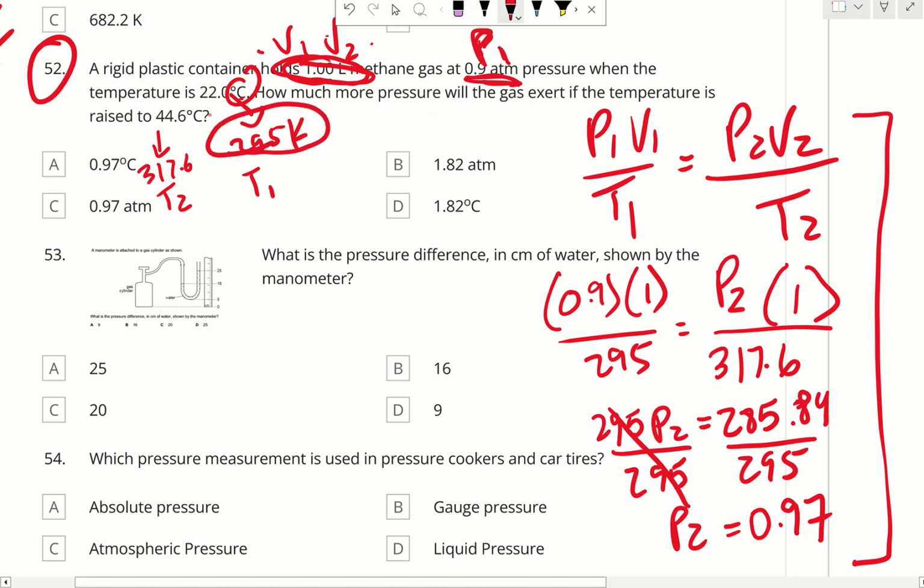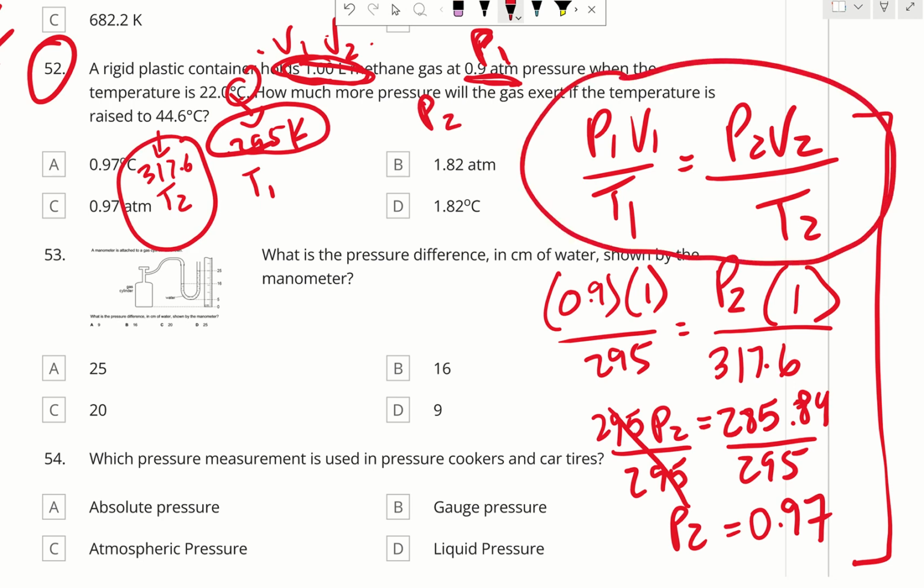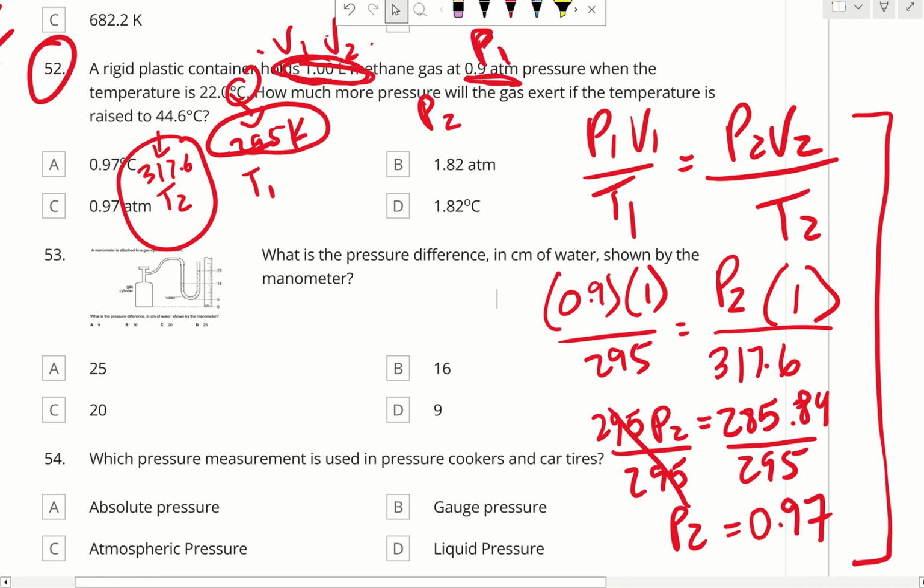How much more pressure? This is pressure 2, P2. If the temperature is raised or increased to 44.6 Celsius, so this is my T2 when I add 273. So you have P, you have V, you have T. So you have to use this formula here that you're going to have in your exam. So all I did is I substitute.